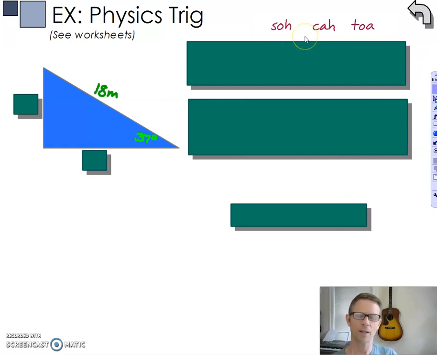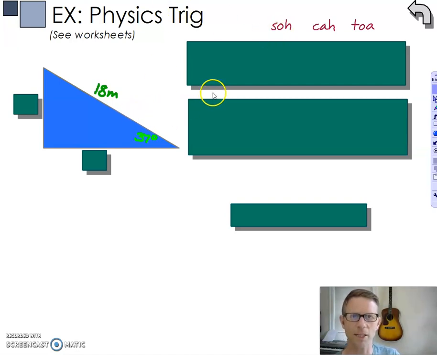SOHCAHTOA. By the way, background noise. Got renovations, dog. They're paving my road, so they're trucks. And the dog is triggered by the trucks and the renovation.